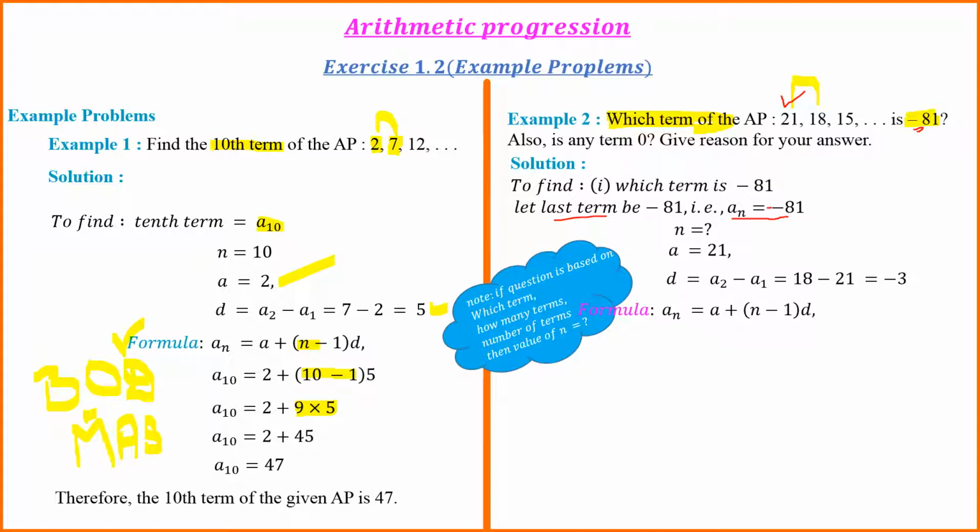Then as usual, the formula, let us substitute the values. Instead of an we write minus 81, the a value is 21, the n value we don't know, and d is minus 3. Whenever you write the value of d, let it be in the bracket if it is negative, because if it is minus, the meaning of it gets changed. When it is written without the bracket, then the relationship between n minus 1 and minus 3 is going to be negative. Since it is in the bracket, we consider it to be multiplication.